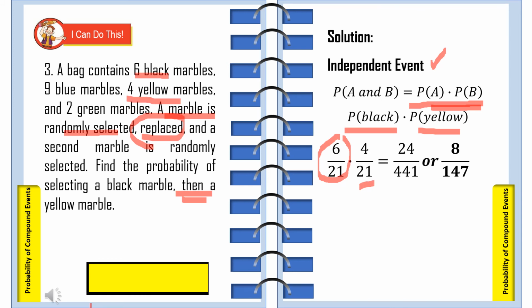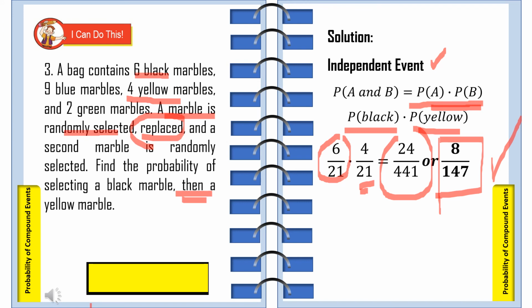Okay, and then bakit siya naging over 21? Inadd lang natin yung mga given marbles natin. 6 plus 9 is 15 plus 4 is 19 plus 2 is 21. Okay, and then multiply. This is 24 over 441 and syempre, kailangan lagi nakasimplify. So, ang lowest term niya is 8 over 147, kasi they're both divisible by 3. So, ang final answer natin is 8 over 147.